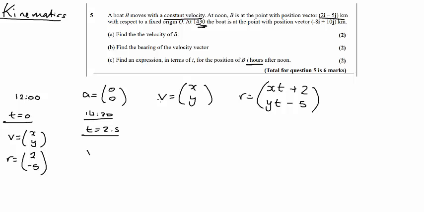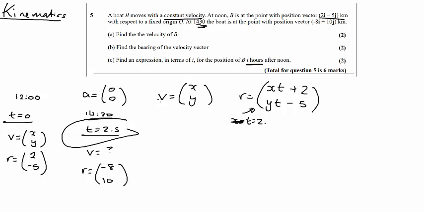We have no idea what the velocity is, no clue what the velocity is at that time. What we do know is it's actually constant. It's x and y there, but that's not the important bit of this question. But we do know it's -8 and 10 at t equals that, and that's going to help. So for the velocity of b, we can find x and y. We're going to put t equals 2.5 into there. So let's get our 2.5.